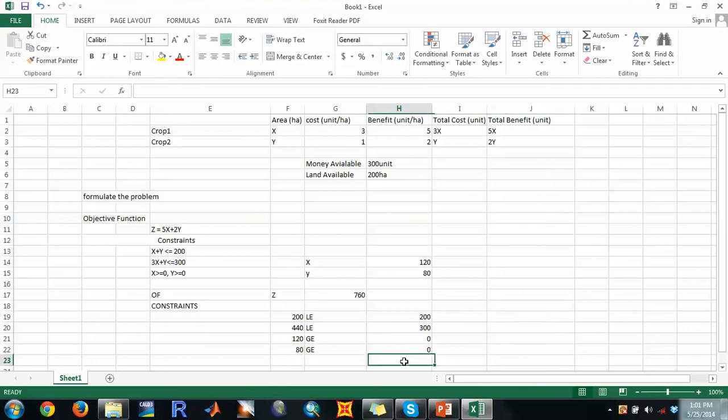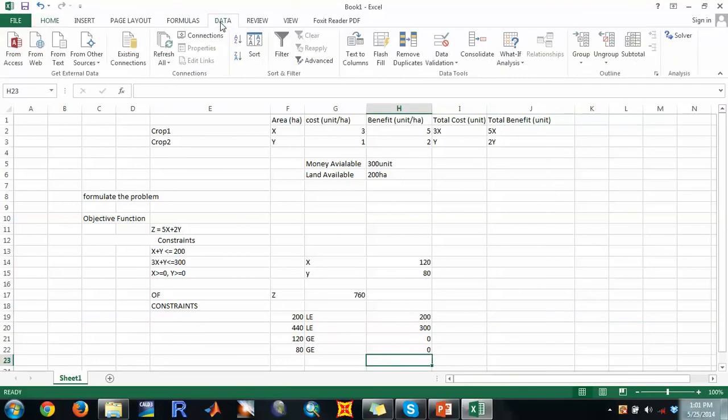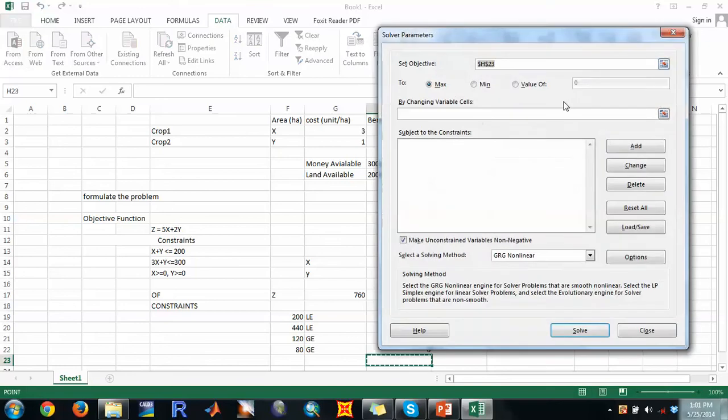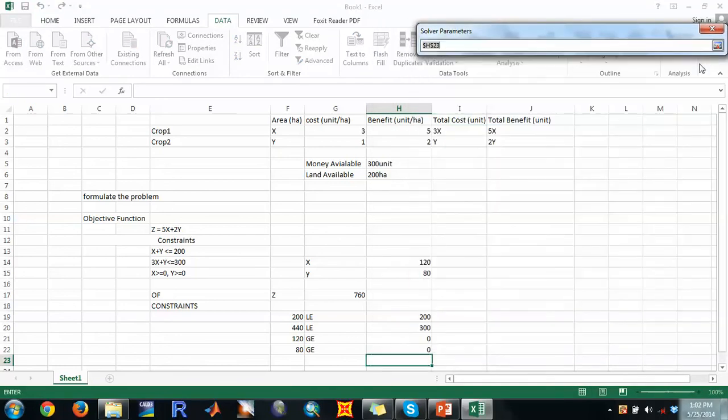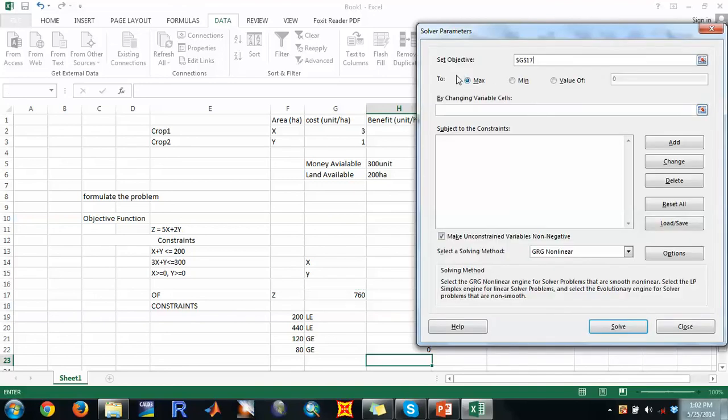So to optimize, we can use Solver again. You go to Data and you have Solver, and now you have to set your objective. Your objective is to maximize this value. This needs to be a formula. You have to write it as a formula. If you enter a number, it is not going to iterate anything. So this is the objective function, and it needs to be maximized.